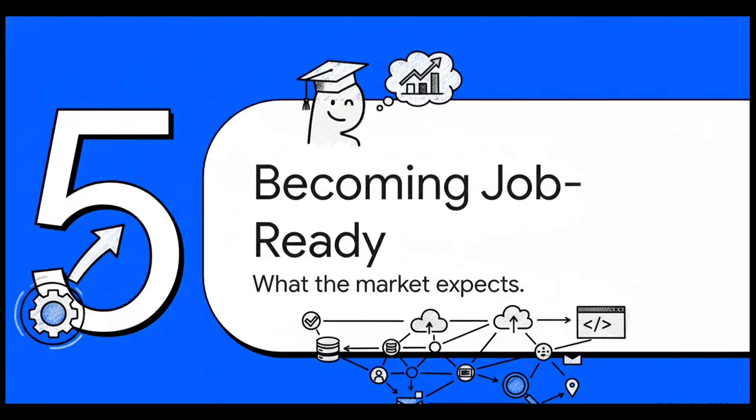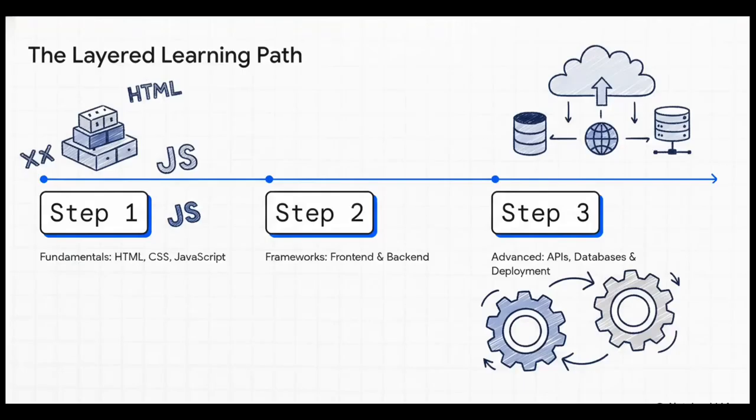What does the market actually expect from you right now? The best way to think about learning this stuff is in layers. You can't just dive into the deep end. You start with a solid foundation. HTML, CSS, JavaScript, that's layer 1. Then, on top of that, you add your frameworks. And finally, you add the top layers, working with APIs, which is how all these different systems talk to each other, mastering databases, and finally deploying your work for the whole world to see.